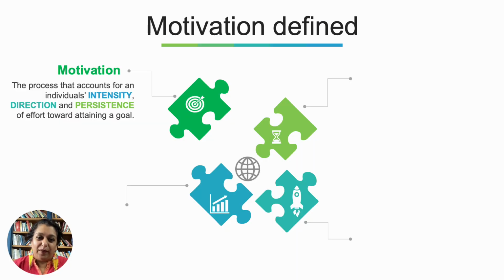So let's start by looking at what is motivation. Motivation is defined as the process that accounts for an individual's intensity, direction, and persistence of effort towards attaining a goal. You can see it's made up of 3 parts there. So let's begin by defining each of those elements so we have a deeper understanding of what motivation is.